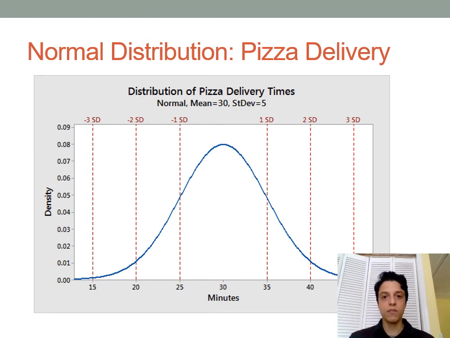Pizza delivery times. You've got a pizza delivery place that says it's going to deliver your pizza in 30 minutes. If you were to graph those times, you would see that the most likely amount of time before your pizza gets there is about 30 minutes. And then it's less and less likely that you're going to have a really short delivery time, and less and less likely that you're going to have a really long delivery time.